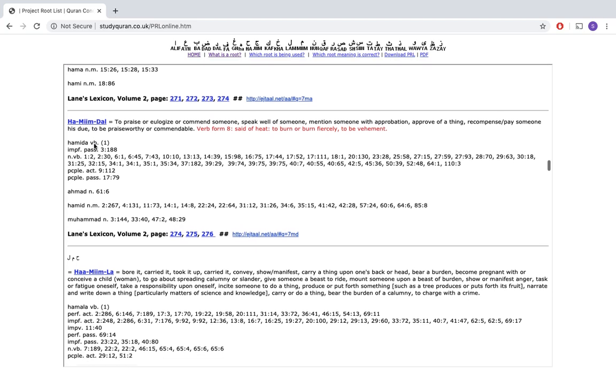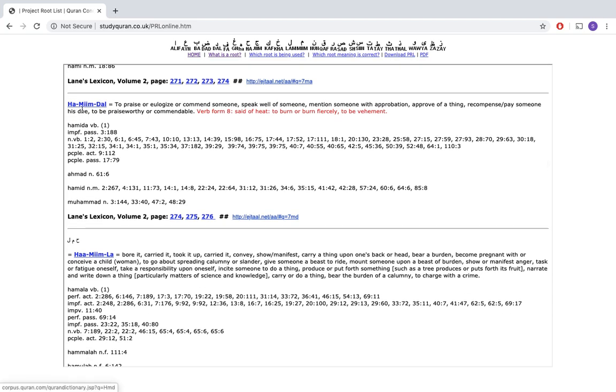All right, here we go. Hamd, from Ha Meem Dal, basically means to praise or eulogize or commend someone, speak well of someone, mention someone with approbation, approve of a thing, recompense, pay someone his due. Anyway, the core meaning is praising, and it's used in the Quran for God quite a bit, this word hamd.